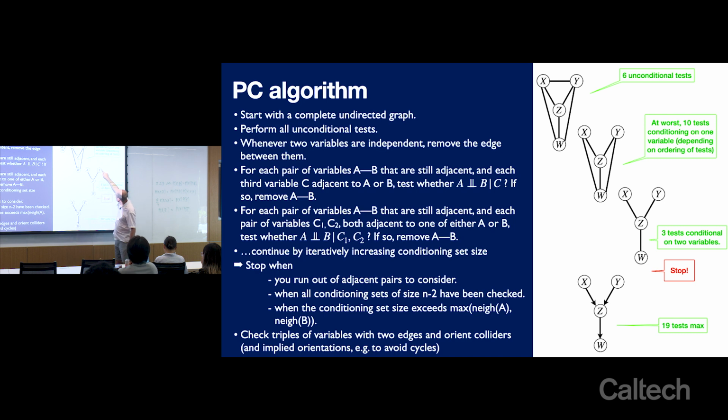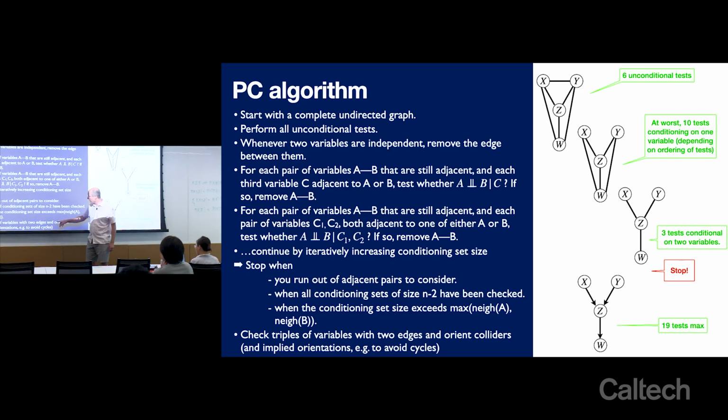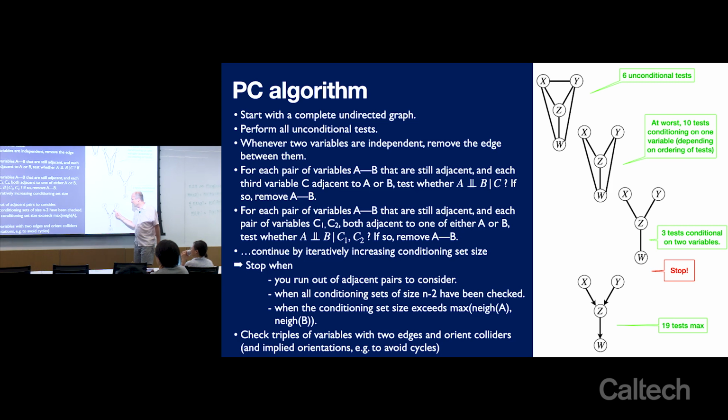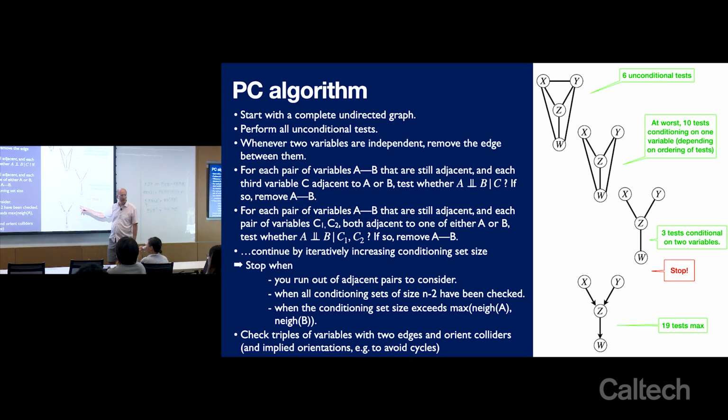And then you say, well, what about this triple here, y, z, and w? Well, if w pointed into z, then w and y would have to be independent. But we know they're not. So that means this arrow has to be oriented downwards. So this is one of the cases of an implied orientation. And then that gives us the full graph that we wanted in the first place.